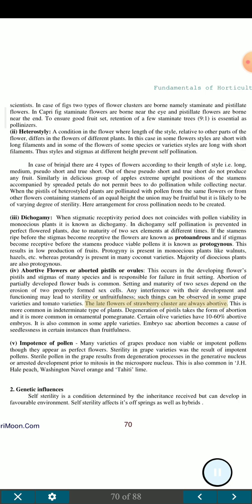The late flowers of strawberry cluster are always abortive. This is more common in indeterminate type of plants. Degeneration of pistils takes the form of abortion, and it is more common in ornamental pomegranate. Certain olive varieties have 10 to 60% abortive embryos. It is also common in some apple varieties. Embryo sac abortion becomes a cause of seedlessness in certain instances rather than fruitfulness.